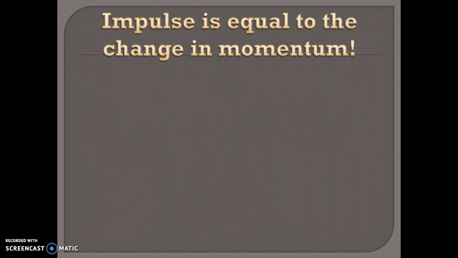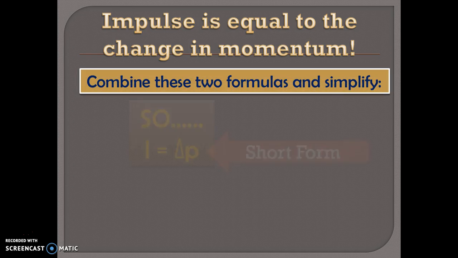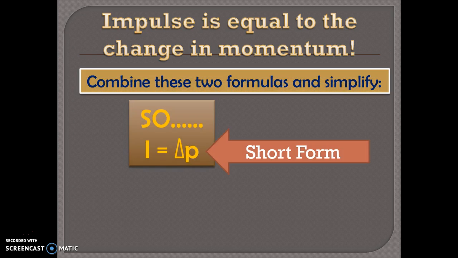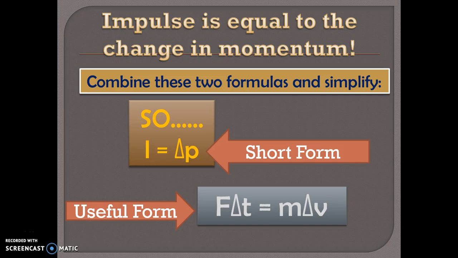So your big connection is that impulse is equal to the change in momentum. If we set these two equations equal to each other and simplify, we come up with the short version, I equals delta P. But the more useful version is this: if we fill in the impulse definition, F delta T, and set it equal to the change in momentum definition, M delta V, that's our more useful form of the equation.